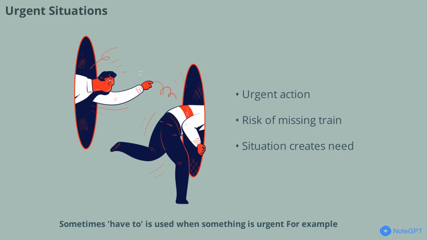Sometimes have to is used when something is urgent. For example, if you're running late, you might say, "We have to leave now or we will miss the train." Here, the necessity comes from the situation. There's no outside rule, but if you don't act, there will be a negative result. Have to helps you express that sense of urgency and importance.